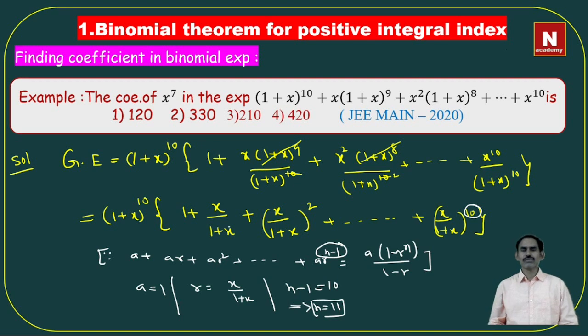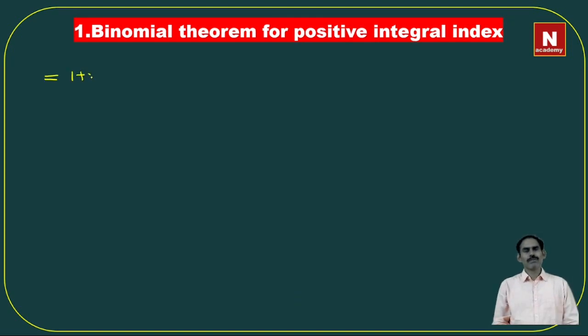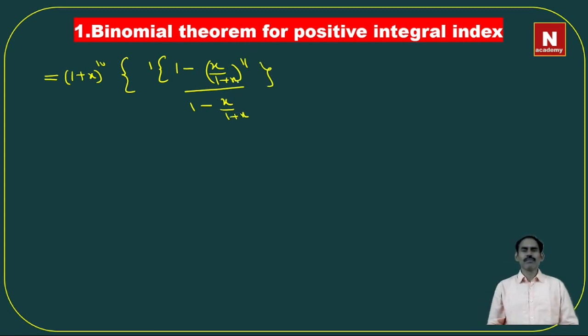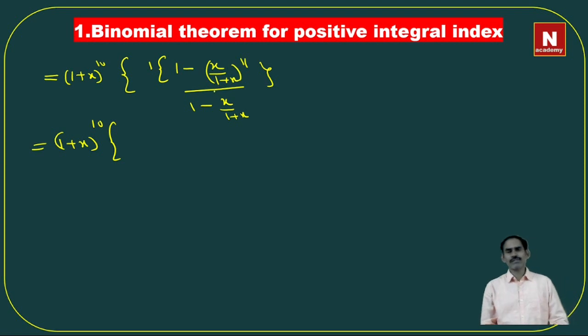So these values we substitute in our formula. 1 plus x whole power 10 into a is 1, minus r power n, r means x by 1 plus x, and n is 11, so we get 1 minus r power n by 1 minus r. Take LCM as 1 plus x whole power 10, and here the LCM denominator is 1 plus x whole power 11.